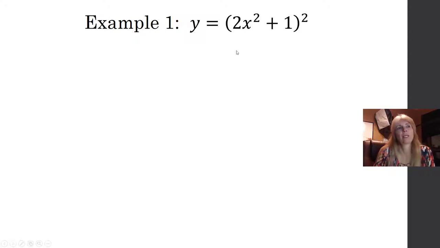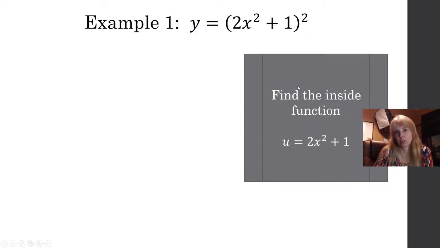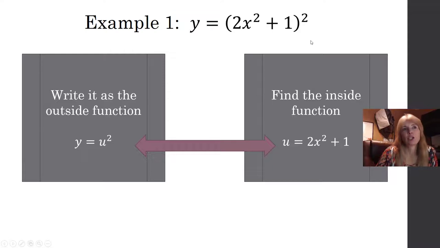So if I have, for example, y equals, in parentheses, 2x squared plus 1, and all of that squared, what you always do is you look to find your inside function. It's pretty easy with this because it's inside the parentheses. You're going to see a lot of times it's going to be under a square root, or in the exponent. So this is my inside function. I found my inside function, u equals 2x squared plus 1. Then my outside function, if I let u equal 2x squared plus 1, I would replace all this with u and just get u squared.